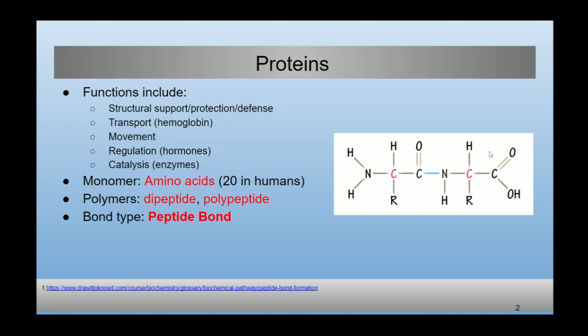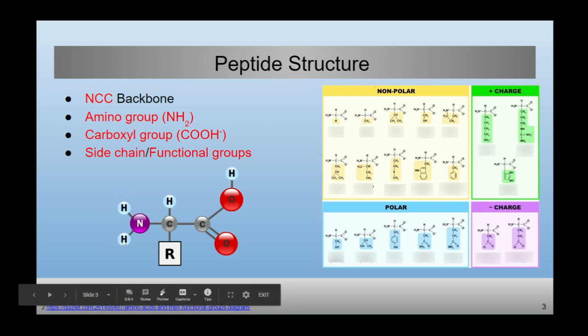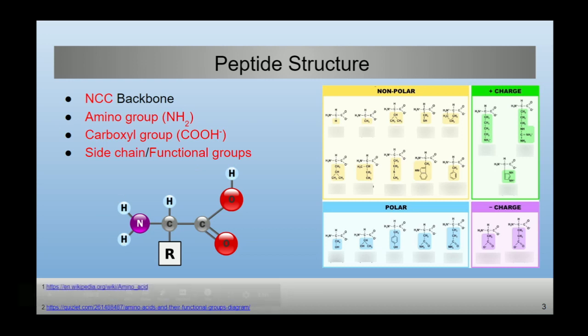On the next slide, we'll talk more about the structure of an individual amino acid, and you'll see the NCC chains. This becomes actually a very good way of distinguishing and identifying proteins among other macromolecules. So when we talk about the peptide structure, we are talking about the NCC backbone. We're also talking about an amino group of NH2. So this is called an amino group. It is one of the 3 parts, or 4 parts really, of the peptide structure.